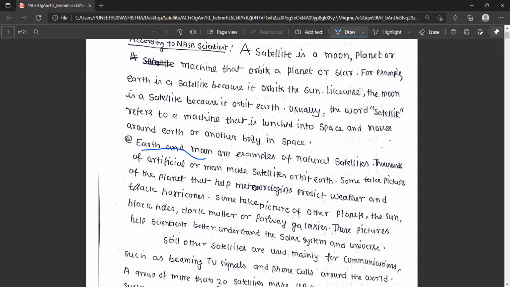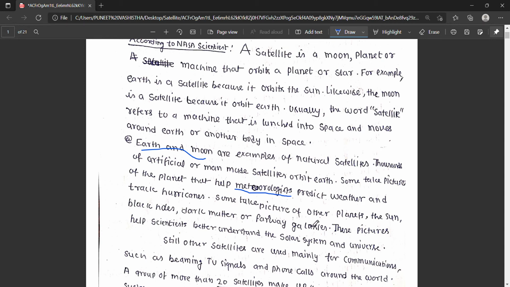Some take pictures of a planet that help meteorologists predict weather and track hurricanes. This is what we do from the GPS kind of satellite, that we predict the weather, predict the hurricanes, predict another kind of things that is happening in the weather or the changes in the climate, whatever it is going on, with the help of satellites.